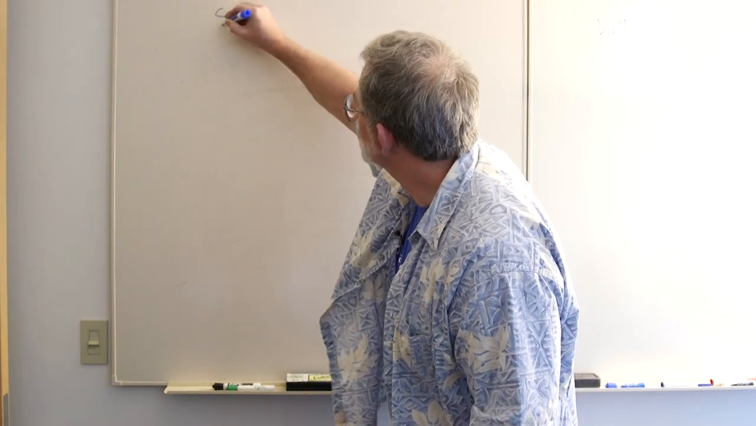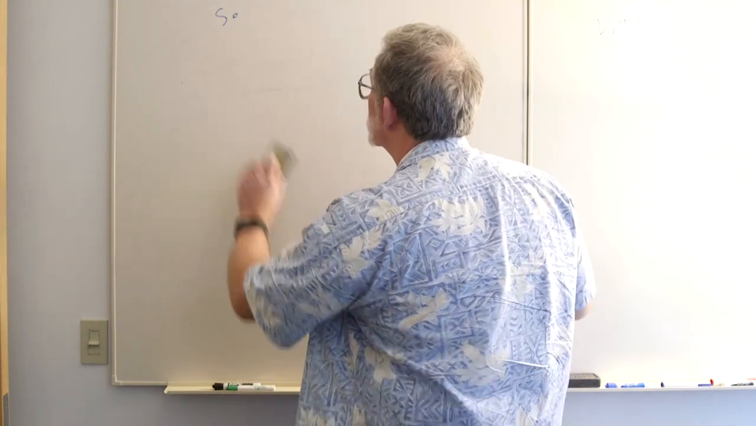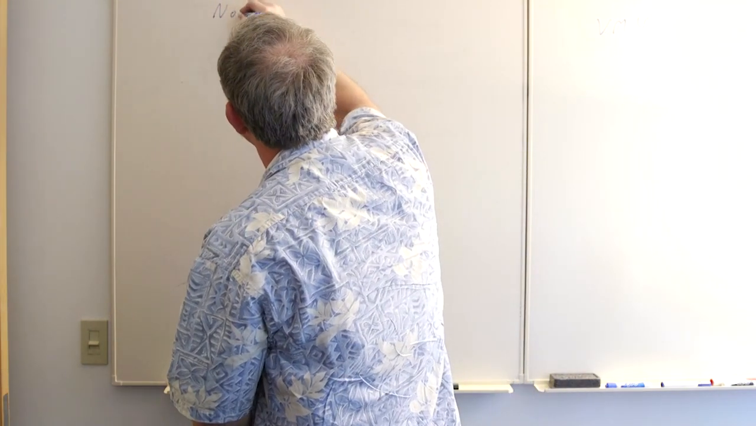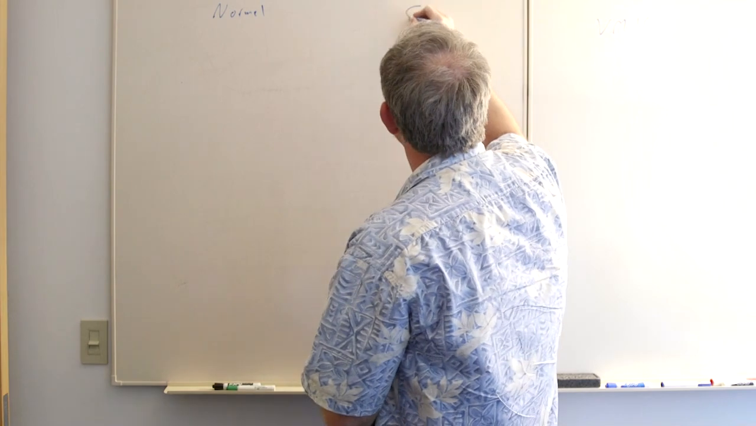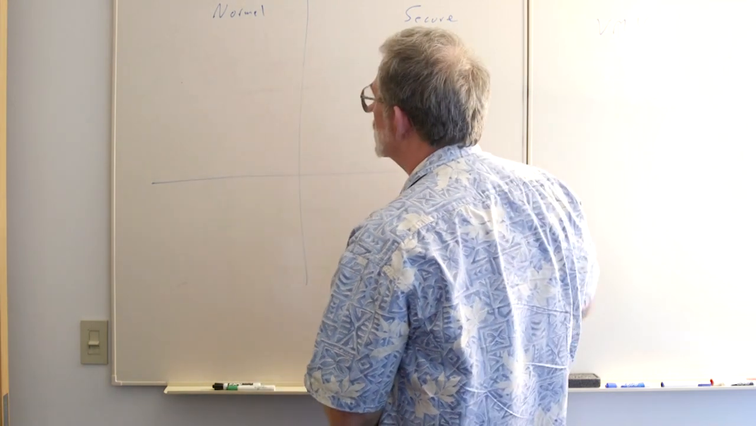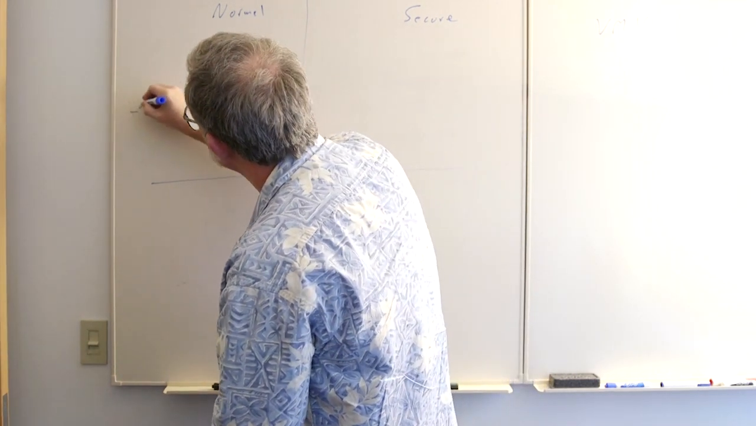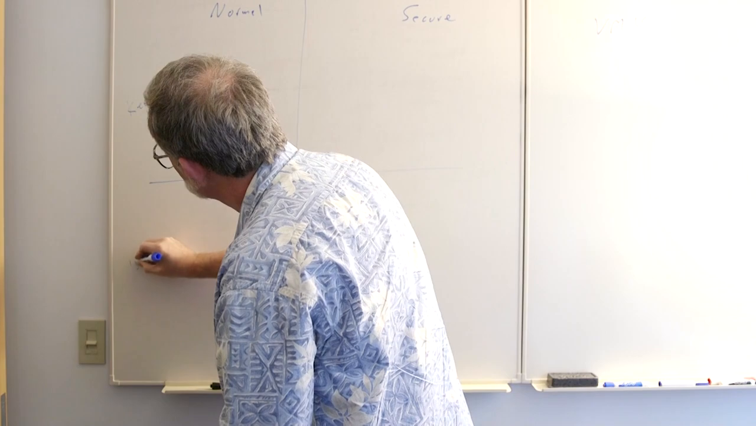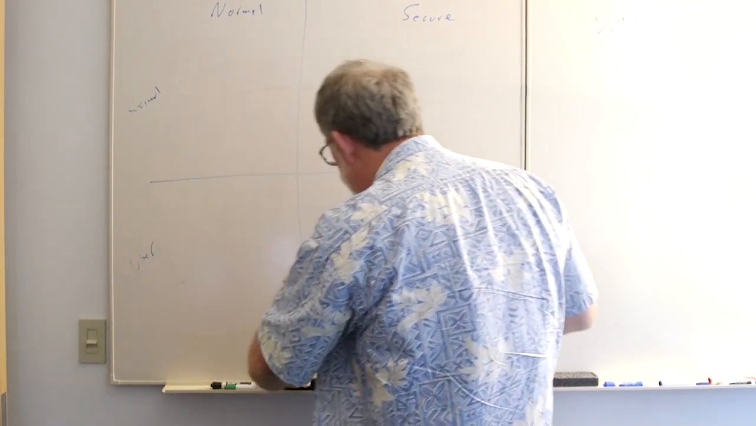We'll go do secure mode. I'm doing it on the wrong side here. Normal mode. And this is the same diagram that we've been putting up the last two talks. And then we were putting kernel up here, I think. Uh-huh. And user down here.